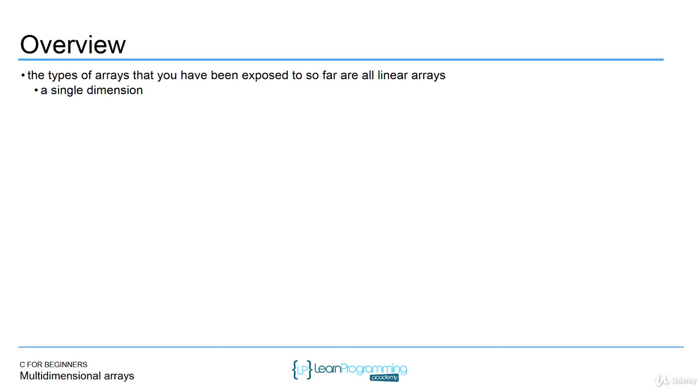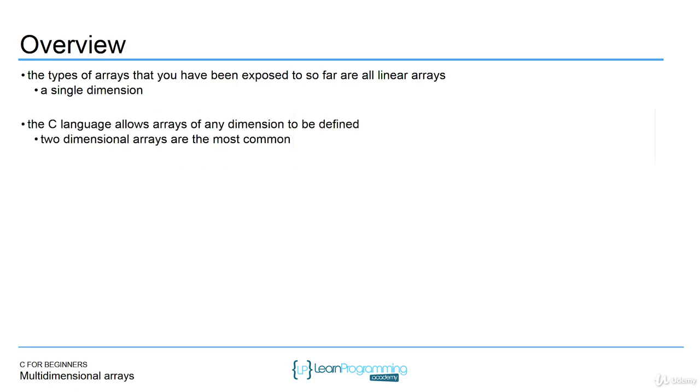So if you just have a linear array, which is what we've discussed so far, that's called a single dimension. And we know it's a single dimension because it just has one bracket with one size. The C language allows arrays of any dimension to be defined. So this is kind of thought of like a nested array, an array of an array. Two-dimensional arrays are the most common, but you can actually do three-dimensional, four-dimensional, five-dimensional arrays. But there's not many use cases for 3, 4, and 5. Really, you're either going to have a single-dimension array in your program or a two-dimensional array.